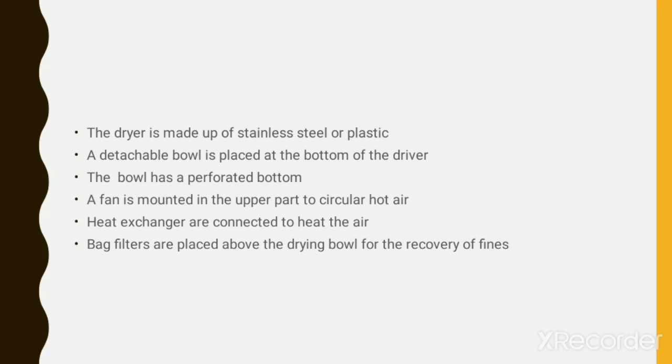Next, construction. First, the dryer is made up of stainless steel or plastic. Second, a detachable bowl is placed at the bottom of the dryer. Third, the bowl has a perforated bottom. Fourth, a fan is mounted in the upper part to circulate hot air. Fifth, a heat exchanger is connected to heat the air. And last, bag filters are placed above the drying bowl for the recovery of fines.